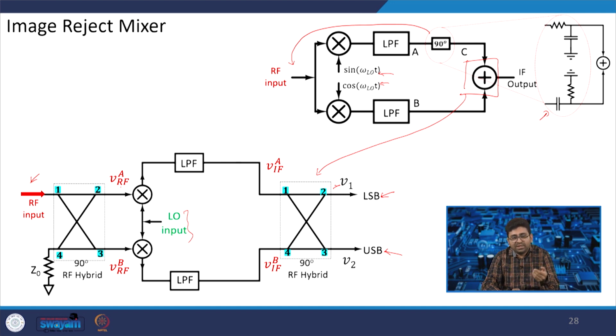Now, we will try to calculate how the upper sideband and lower sideband can be differentiated. It is the same thing that we discussed while discussing the Hilbert transform, how it rejects the image. We will try to use a trigonometric function to get the same output.